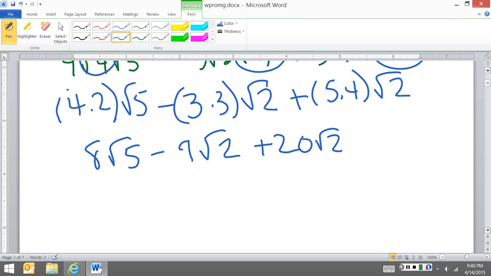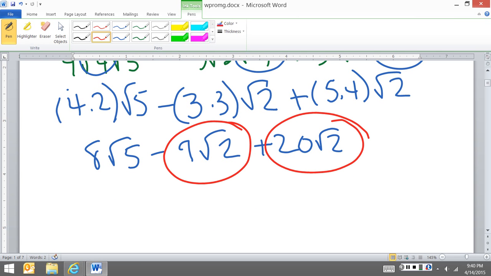Yes, I do. I have the square root of 2. So this 8 root 5, that has to stay here. And then I have here, I have 9 plus negative 9. Oh, don't forget my negative. Negative 9 plus 20. Okay, so that gives me plus 11 root of 2. So this now is my final answer. I have a radical 5 and a radical 2, so this is done.